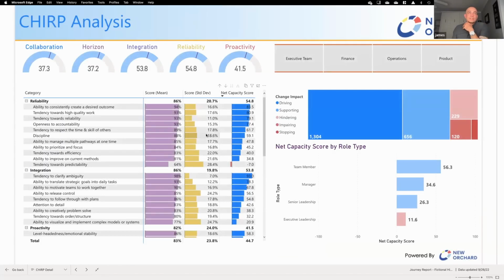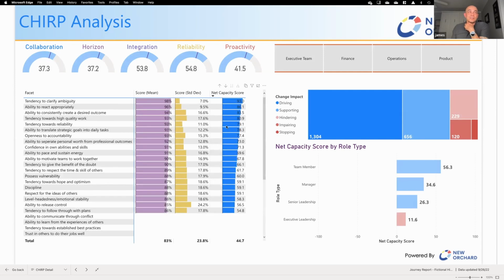And if you look at the different facets on here, we can really see across the organization where the areas are that this particular company really needs to focus on, and what the facets of their behaviors are that they could lean on when times get a little difficult. So for them, ability to clarify ambiguity, react appropriately, consistently create desired outcomes. So these are very tactical type initiatives, and you'll see integration and reliability very high.